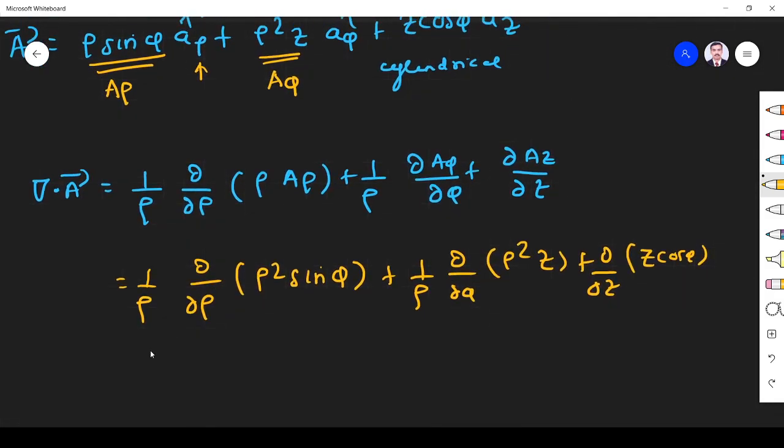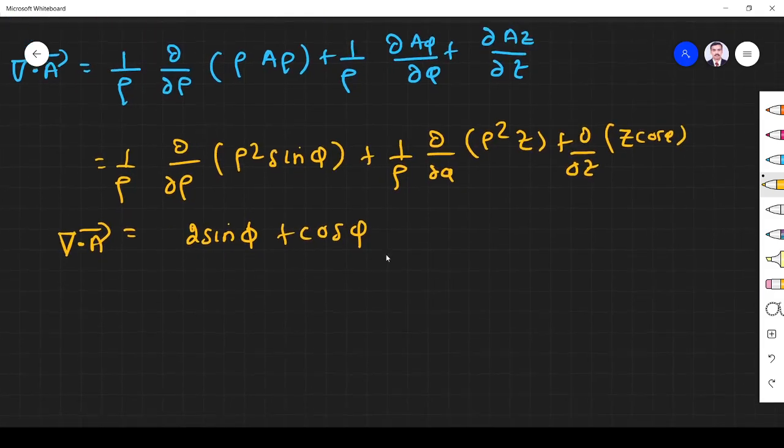So if you simplify that, what do you get after differentiation? You will get the answer as just 2 sin phi plus cos phi. That's your del dot A, right? Again, it is a scalar. You see, there is no vector parameter, no unit vector. So it's purely a scalar value, right? Because sin phi is a number, cos phi is a number.